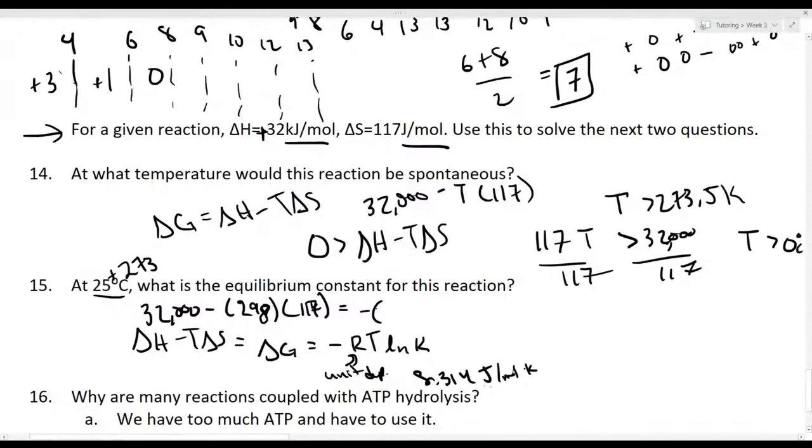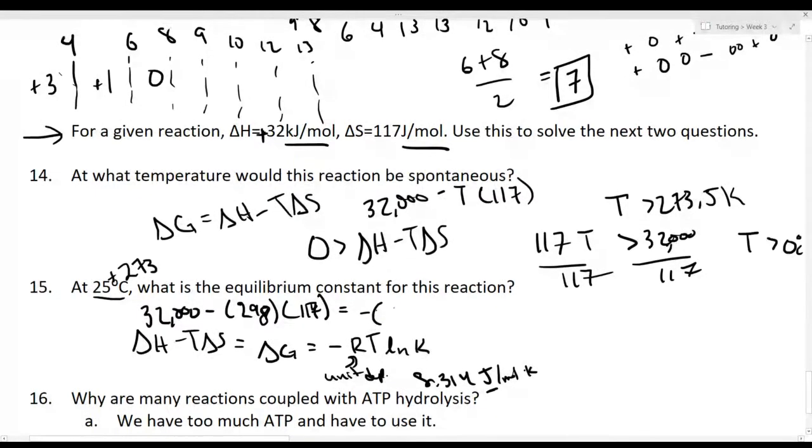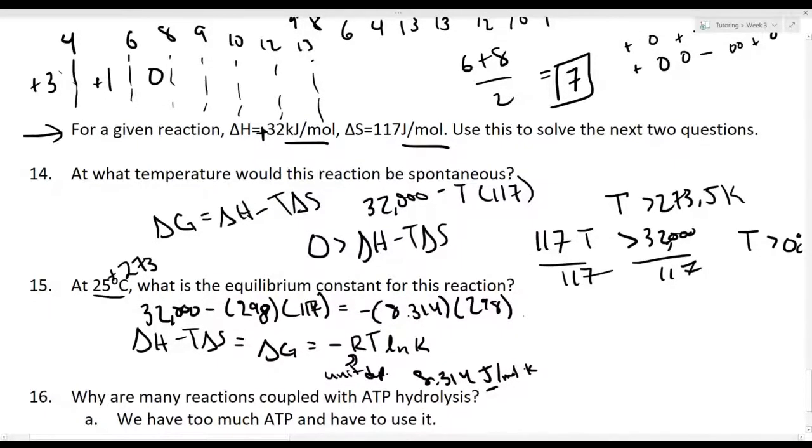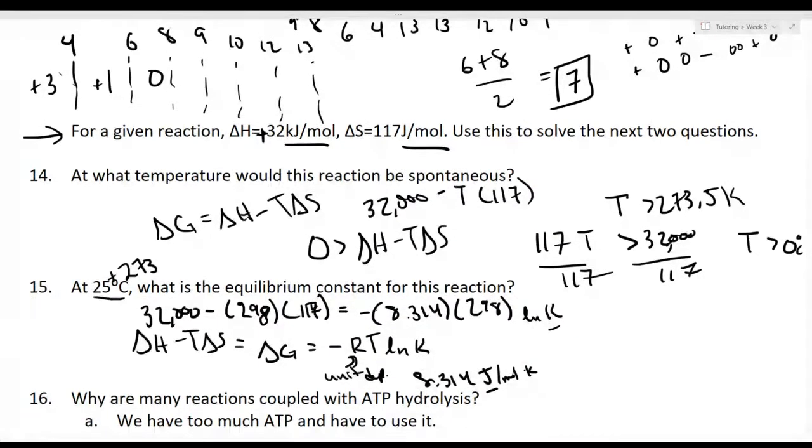But the reason I say that is because we have everything in joules, so we're good. If we were to write it in kilojoules, we need to convert. 8.314, temperature is once again 298 Kelvin, and natural log of K. K is what we're looking for. Okay. I'm not going to go through all the algebra here. I'm just going to let you guys know what the answer ends up being.